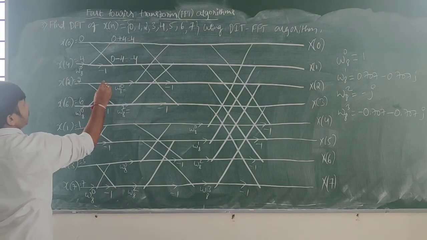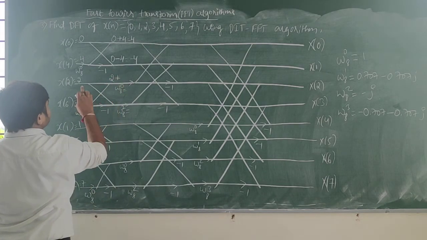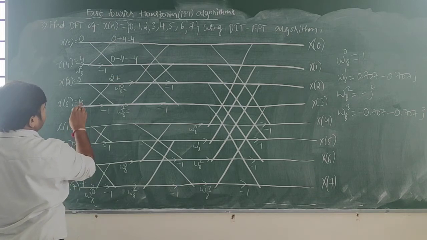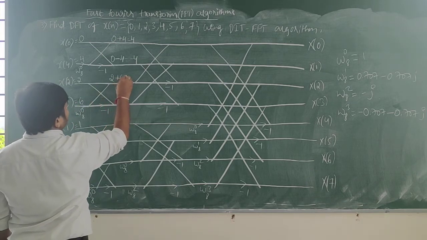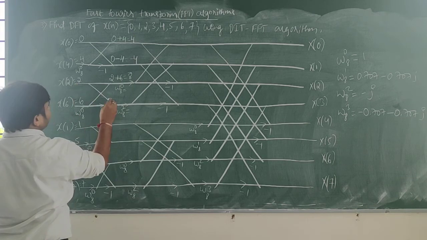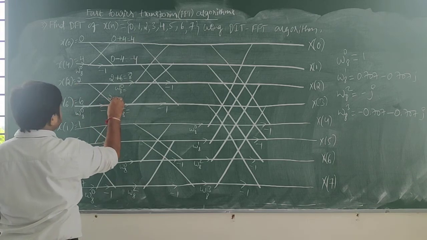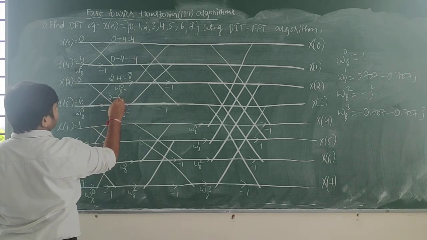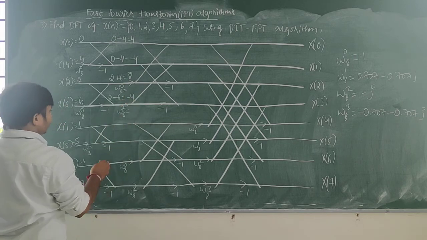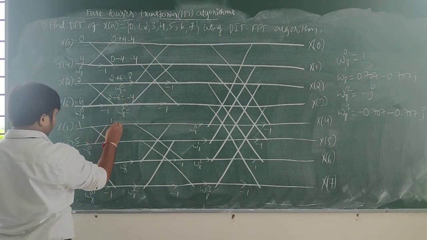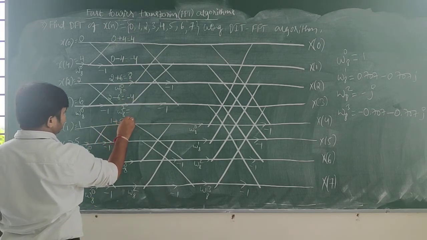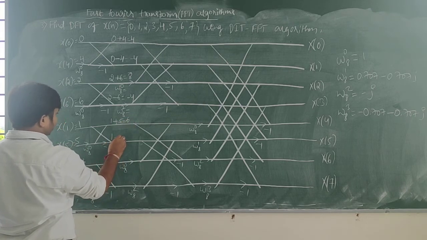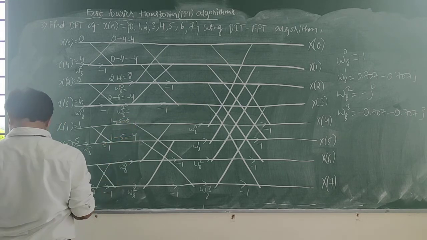So here 2 is coming. 2 plus W8 power 0 is 1, 1 into 6, 6. 2 plus 6 is 8. So here 2 is coming. 2 minus 6, it is minus 4. So here 1 plus 5 is 6. 1 minus 5, minus 4.